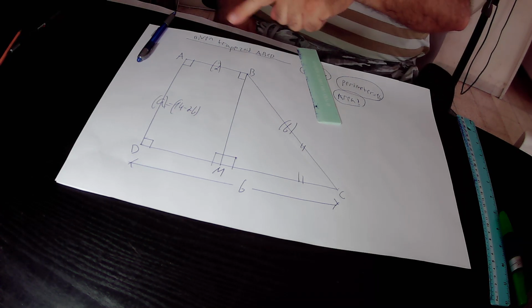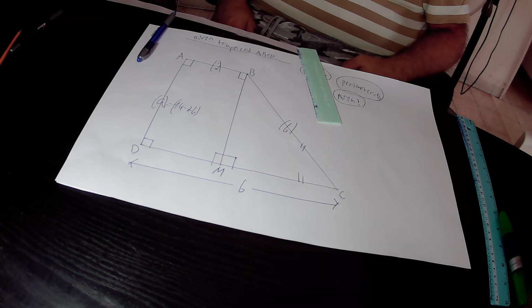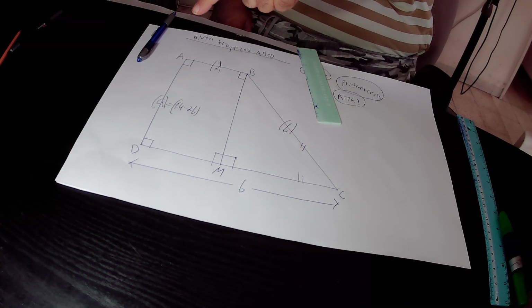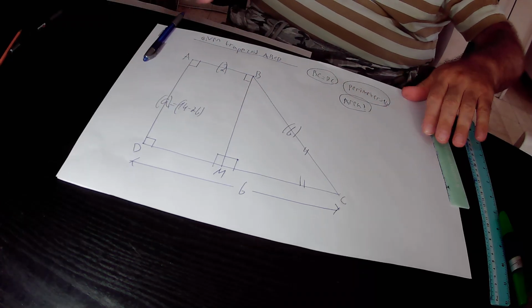So inside quadrilateral ABMD we have 4 right angles, and according to rule 5, any quadrilateral that has 4 right angles must be a rectangle, if not a square. So we conclude that this quadrilateral ABMD is a rectangle because it has 4 right angles.